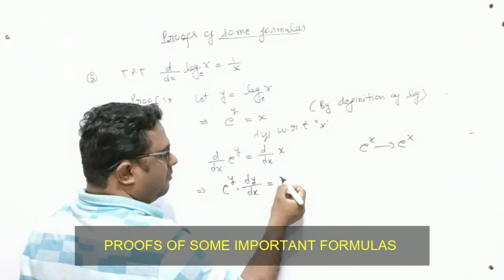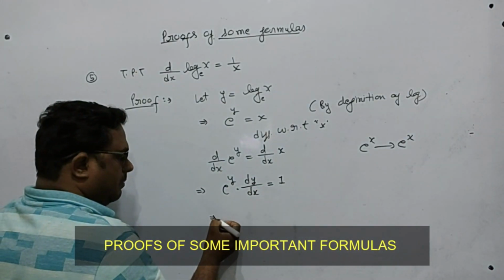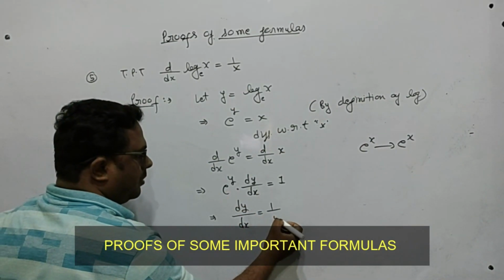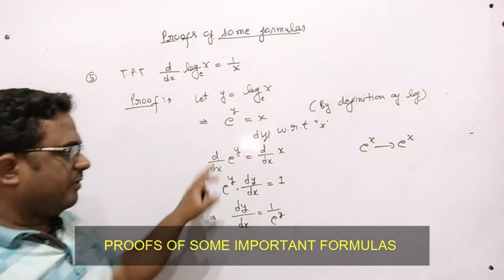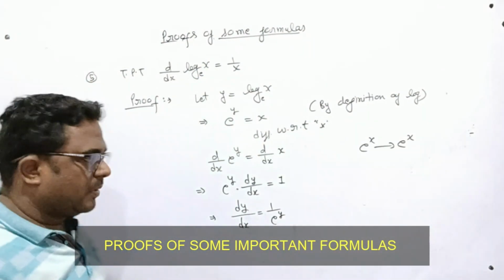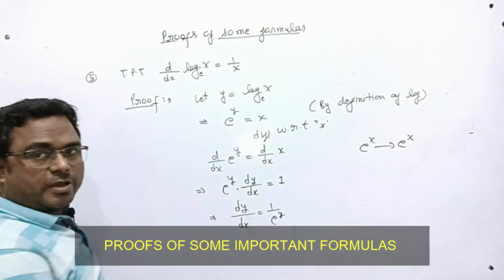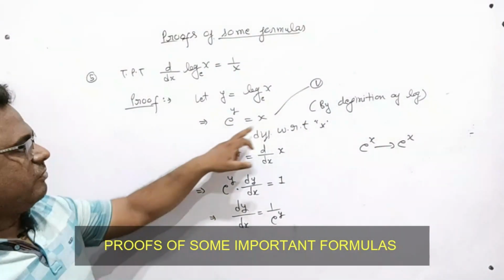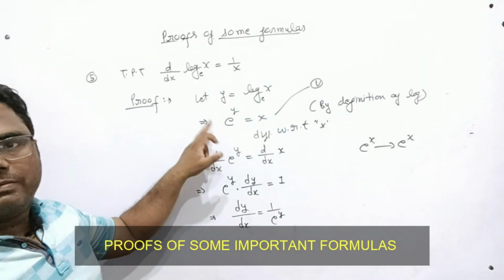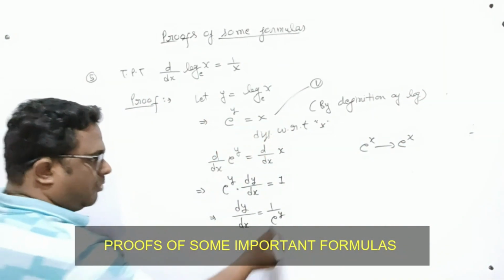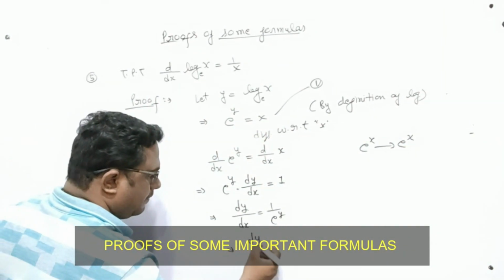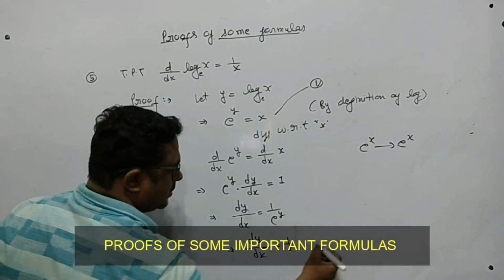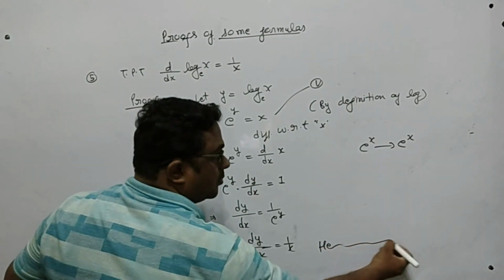On this side, derivative of x is 1. Implies that dy upon dx is equal to 1 upon e^y. E^y is sent into the denominator. Now let us put the value of e^y from equation 1. So from equation 1, what is the value of e^y? The value of e^y is x. So put the value here. It implies that dy upon dx is equal to 1 upon x, hence proved.